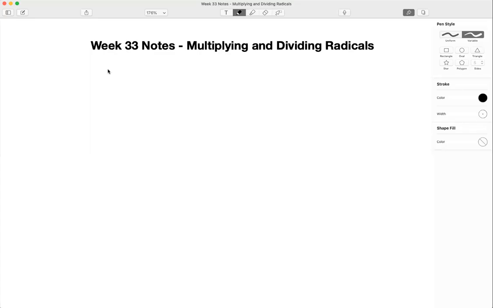This week, we're going to learn how to multiply and divide radicals. Number one, square root of 3 times the square root of 3.